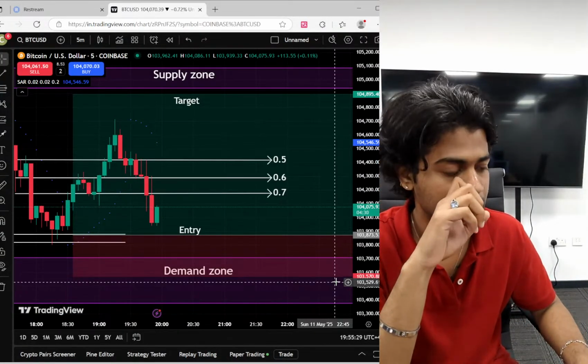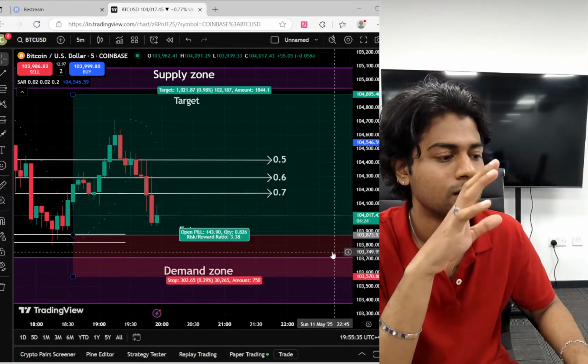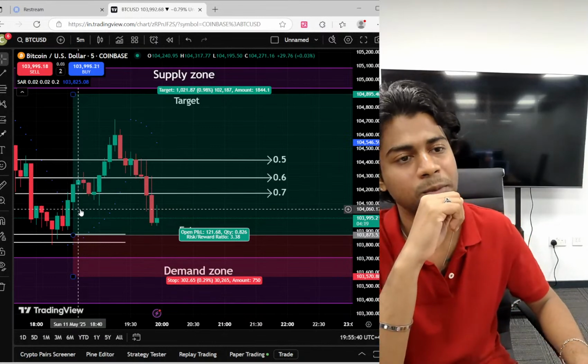That's the key. It will come down, guys. It will come down to that entry point, and that's exactly where I will enter in the market.